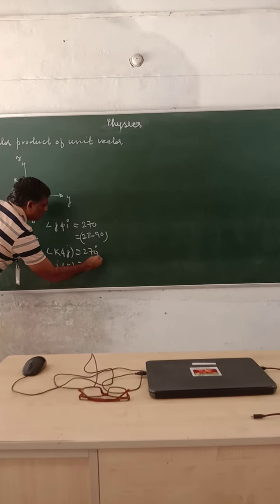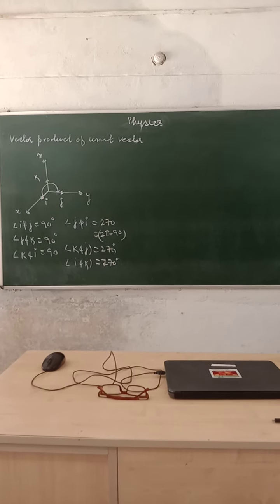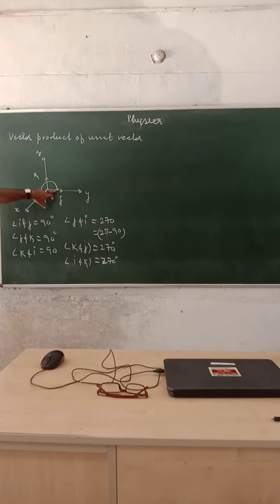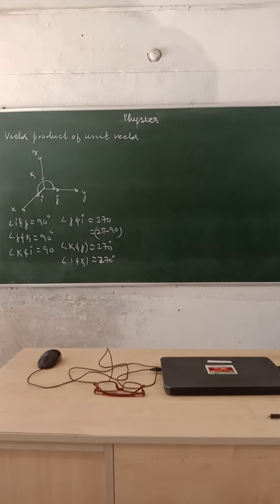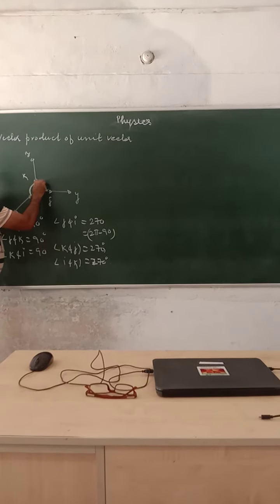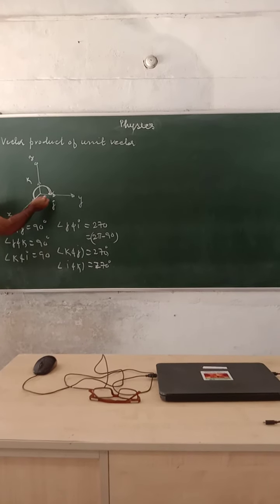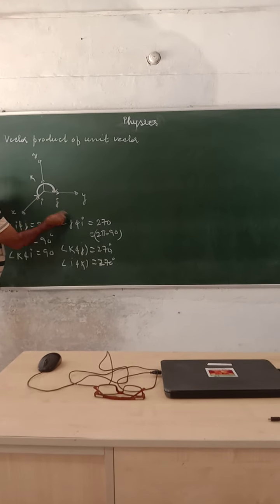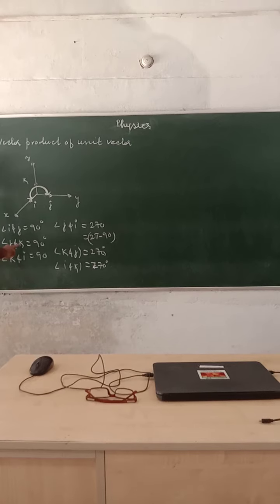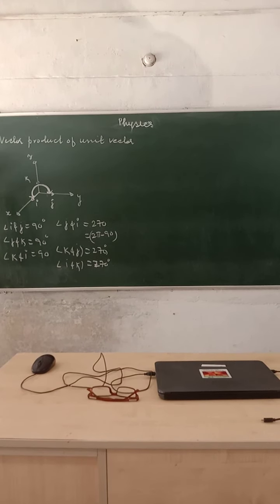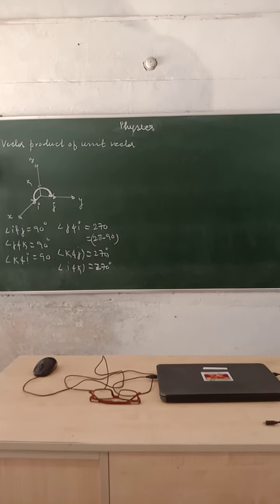So I think it's clear to you. Angle between i and j is 90 degree, between j and k 90 degree, between k and i 90 degree. But when we take i and j in opposite direction, or when we take j and i in opposite direction, it becomes 270, 2 pi minus 90. Similarly, k and j angle is 270. Similarly, i and k angle is 270.